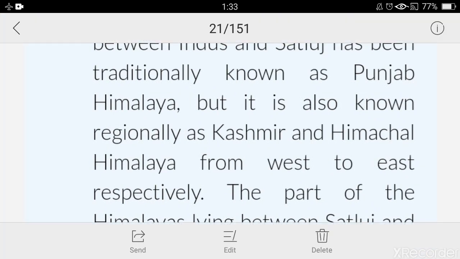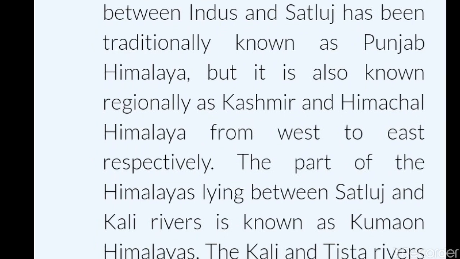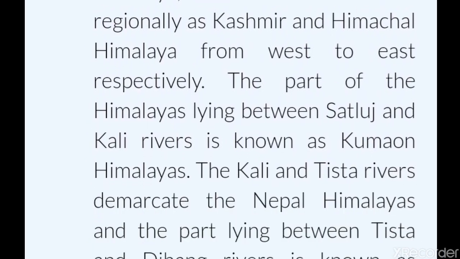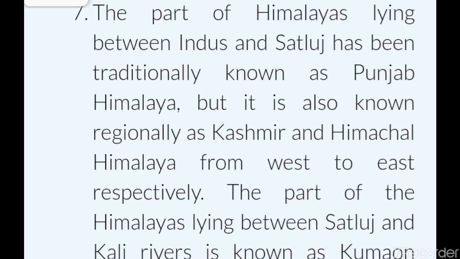On the basis of rivers we would be dividing the Himalayas as the Punjab Himalaya, then the Kumaon Himalayas, after that the Nepal Himalayas, and then the Assam Himalayas. So let's discuss the division of the Himalayas on the basis of the part lying between the rivers. Number one, that part of the Himalayas which lies between the Indus and the Satluj rivers.